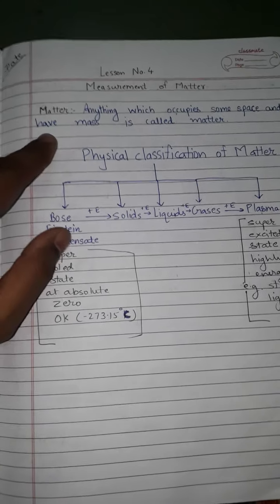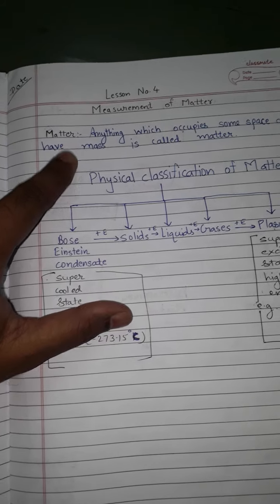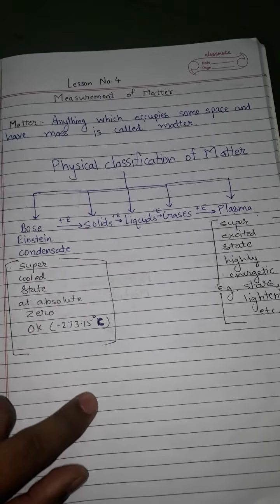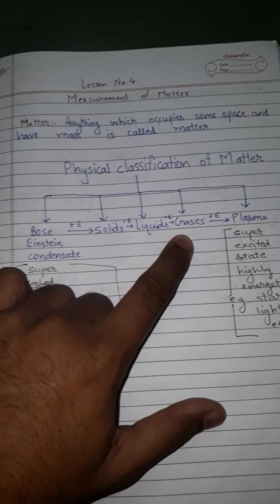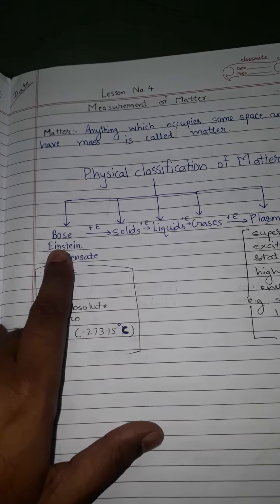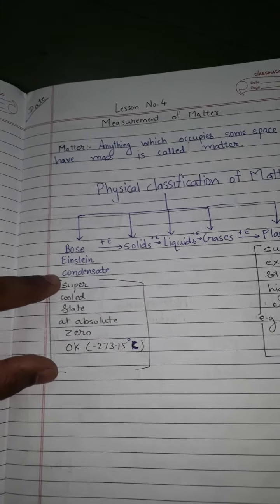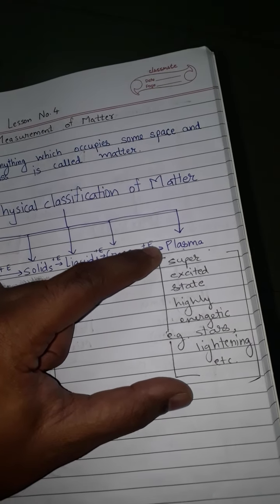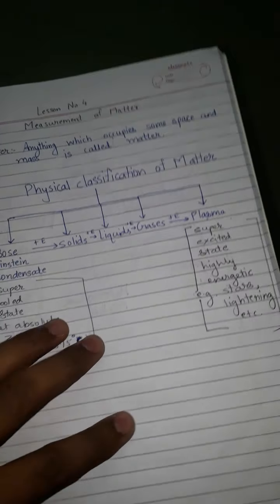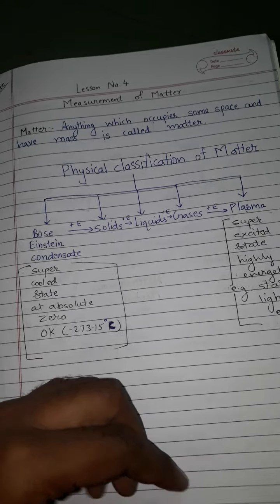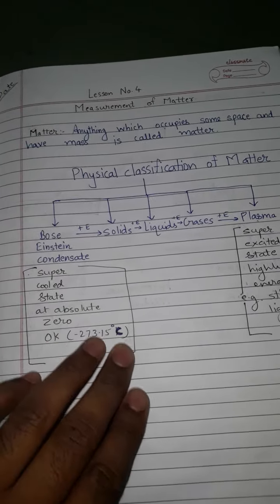So here first you have to write the definition of matter, then the physical classification of matter like this. Solid, liquid and gas, you already know everything about these three, you have studied them, but a small piece of information on Bose-Einstein condensate is given like this. In the same way, a small piece of information on plasma is also given. You can write some more extra information below if you want. So in this way you have to write the first page.